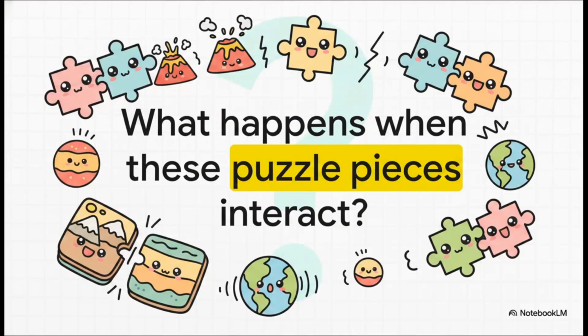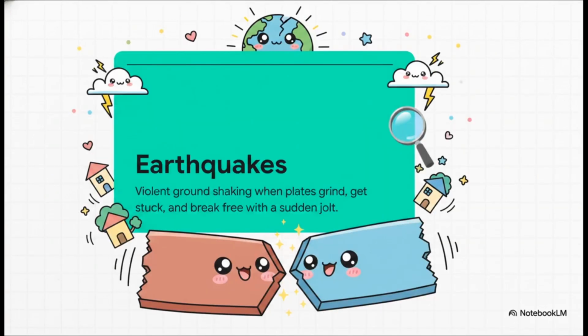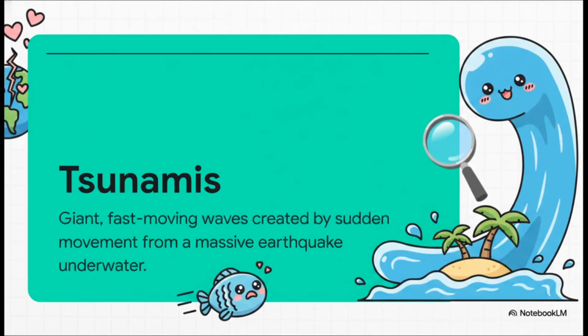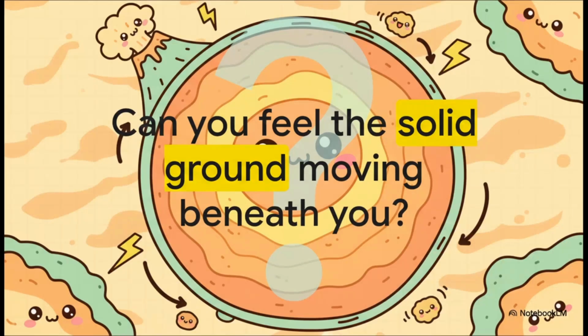So here's the big question for us. What actually happens when these giant puzzle pieces crash together? If grinding plates get stuck, pressure builds up until snap. That sudden jolt triggers a violent earthquake. When plates crash or pull apart, all that intense pressure forces magma up, sparking explosive volcanic eruptions. And if a massive earthquake hits deep underwater, it forces the ocean up, sending catastrophic tsunamis toward land. So think about it. How wild is it knowing the solid ground beneath you is constantly in motion?